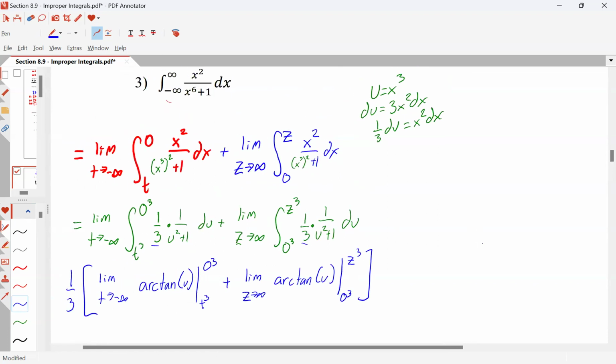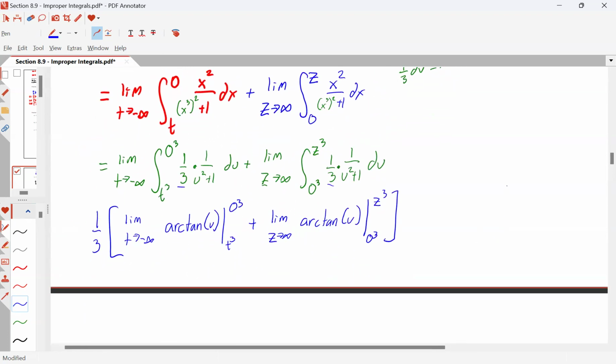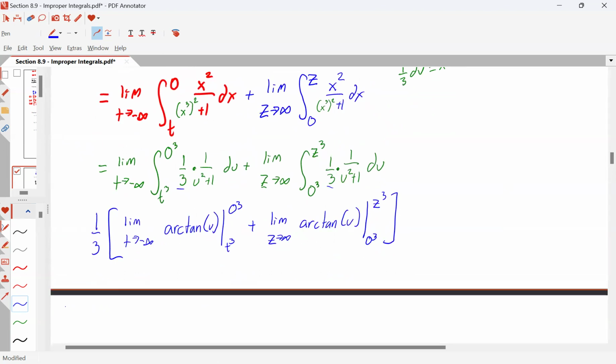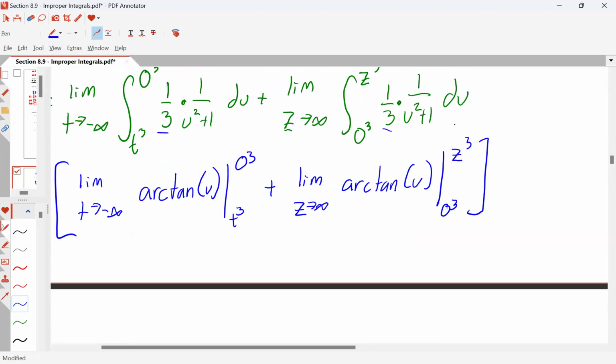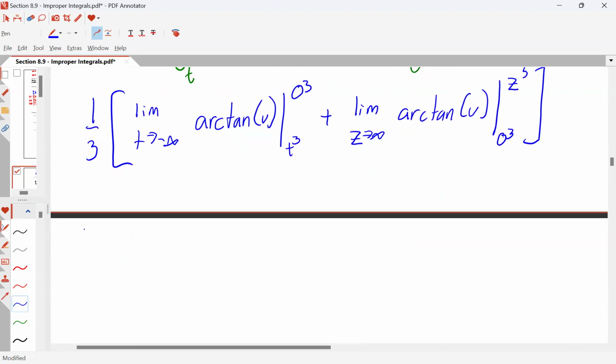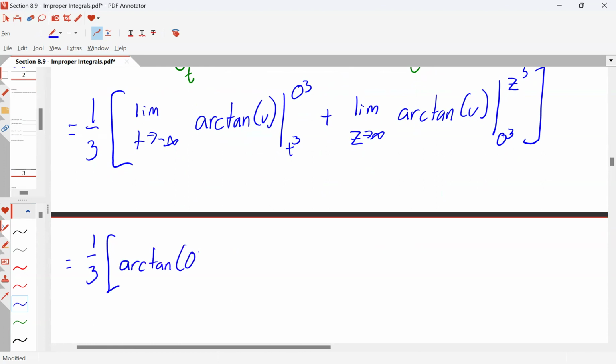Plugging in those bounds, we get 1/3, upper bound first, arctan of 0 cubed. And again, 0 cubed is 0, so I'm just going to leave that as a 0 this time. Minus the limit as t goes to negative infinity of arctan of t cubed.